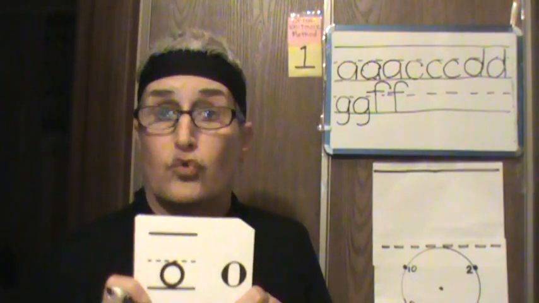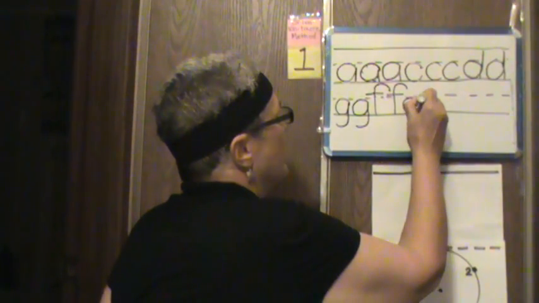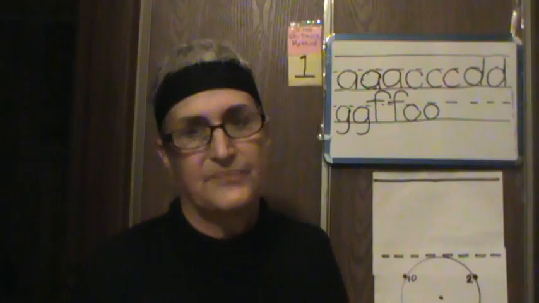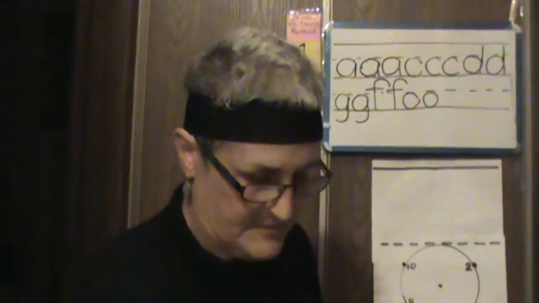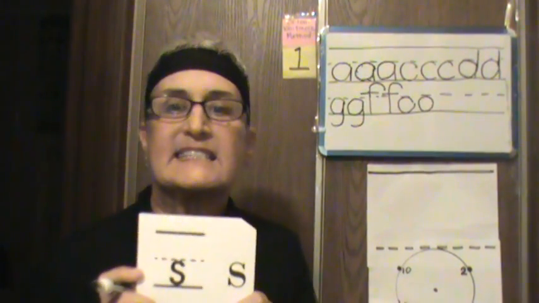A, o, oo. 2 on the clock, and just make a perfect circle. A, o, oo. 3 sounds. Next one, z, z, z.